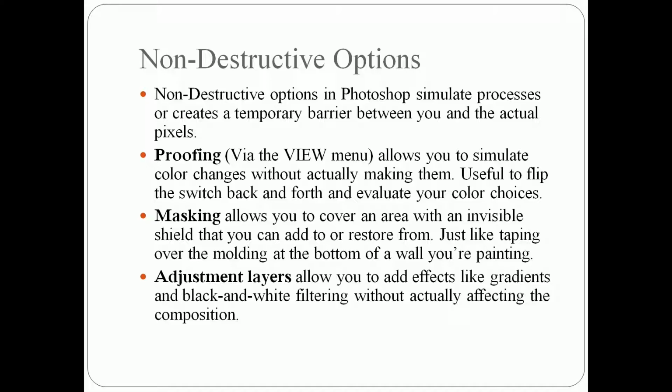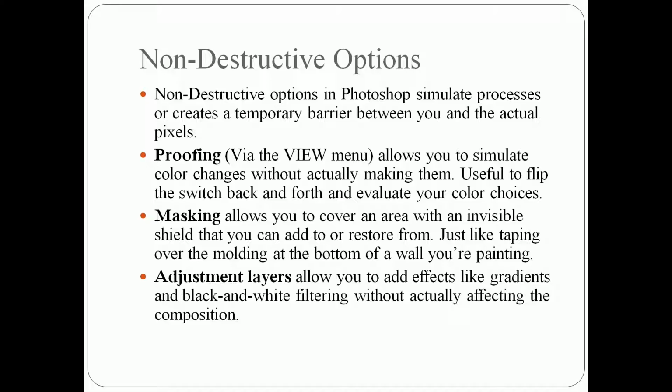Non-destructive, however, simulates processes or creates a temporary barrier between you and the actual pixels. Proofing is non-destructive. This allows you to simulate color changes without actually making them. Useful if you want to flip the switch back and forth and evaluate your color choices between RGB and CMYK. Masking allows you to cover an area with an invisible shield that you can add to or restore from. Just like taping over the molding at the bottom of a wall that you're painting, you're covering up an area that you don't want to get paint on. And then you could take that tape off and paint on it anyway if you wanted to.